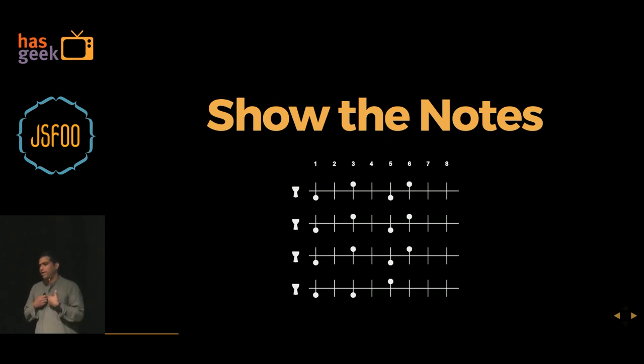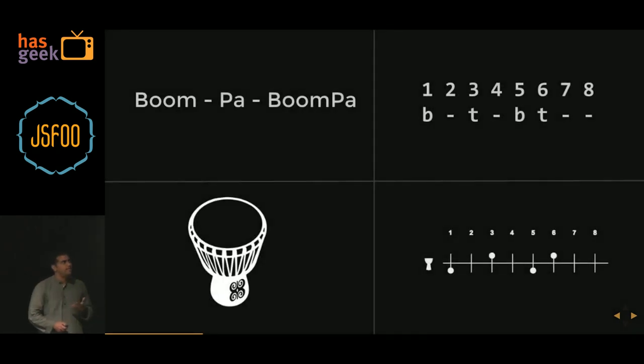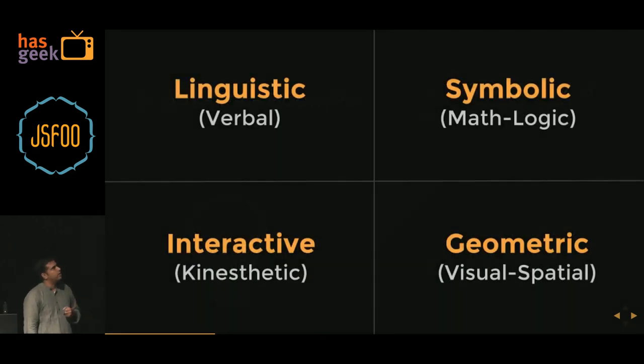And I was one of the very tough students that Ashok had, because he would literally ask me to play. So we all have different learning styles, and anything that is worth teaching can be taught in many different ways. These four different styles that I just talked about, combined together, are four different styles of learning.